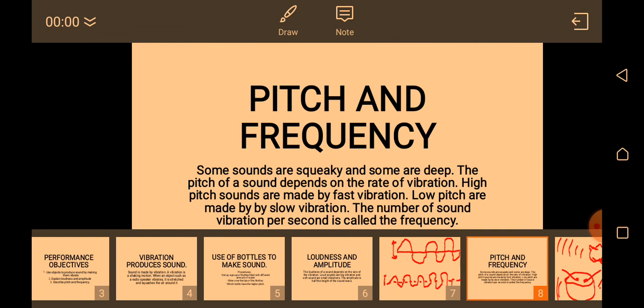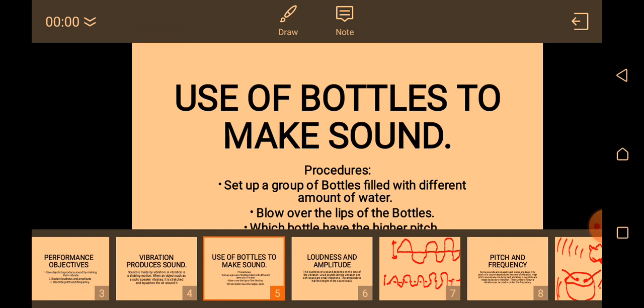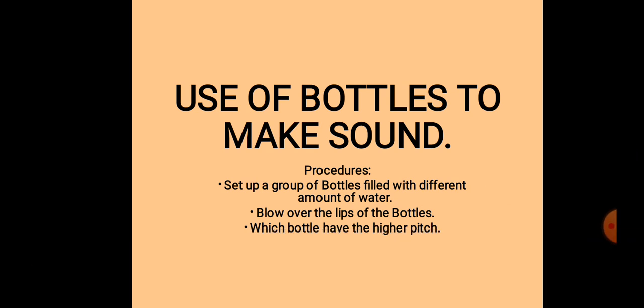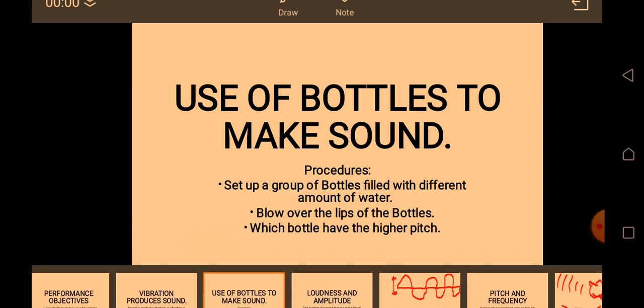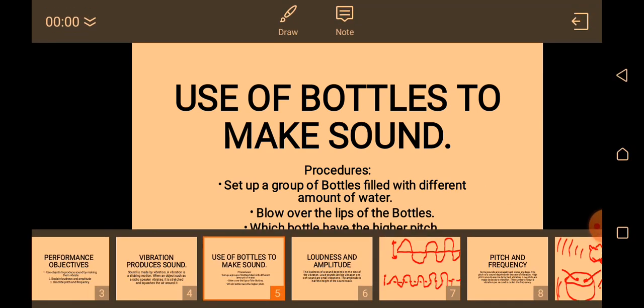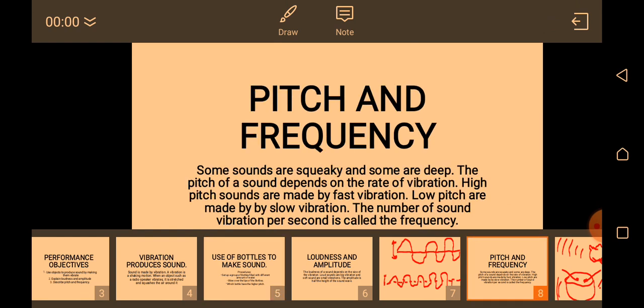The pitch that I'm talking about, when I said the third thing you should observe when using the bottle to make sound, is which bottle has the higher pitch. The higher pitch is talking about which bottle produces a larger sound, and how far the sound travels. Is it just boom and it stops, or is it going like boom, like it's going higher? That is what we're trying to talk about.